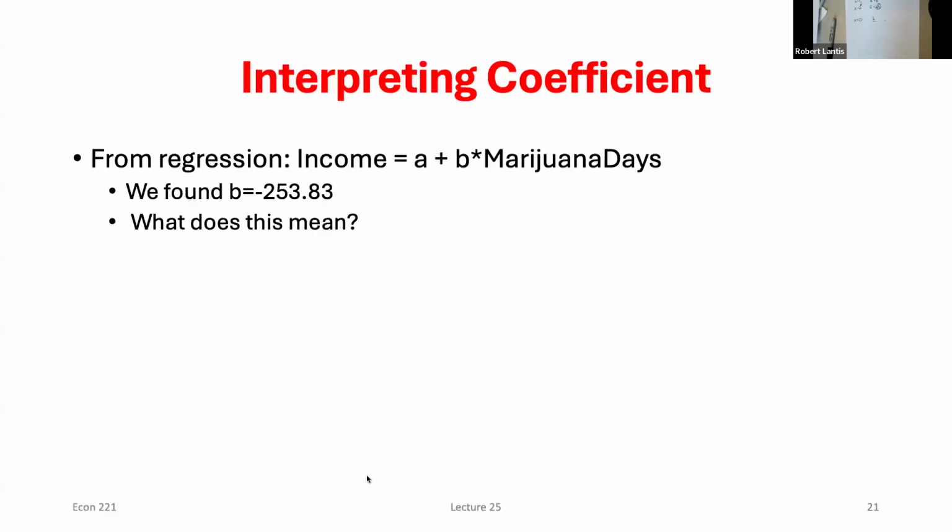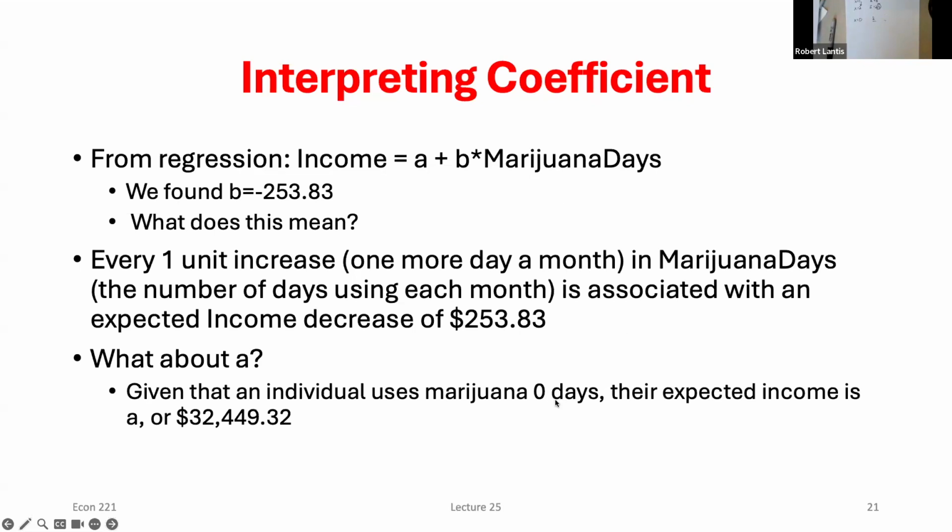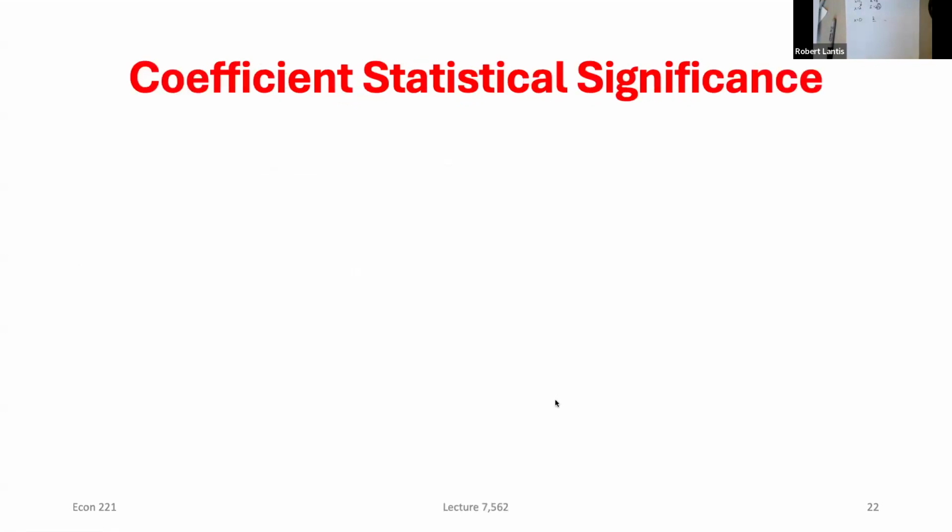Okay. So I've got the slope coefficient. The general way we interpret it is that a 1 unit increase in our x variable would change the predicted y value by whatever your slope coefficient is. So here, using marijuana 1 more day a month is associated with a predicted income decrease of $253. So that's how we would be interpreting these slope coefficients. What about the intercept? I already alluded to this. It's going to be the predicted income for someone who uses marijuana 0 days a month.